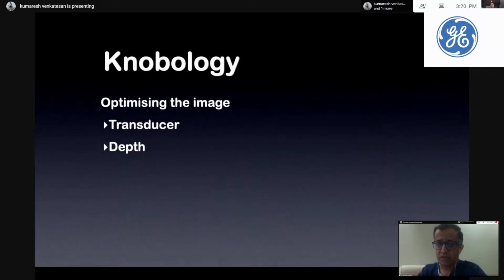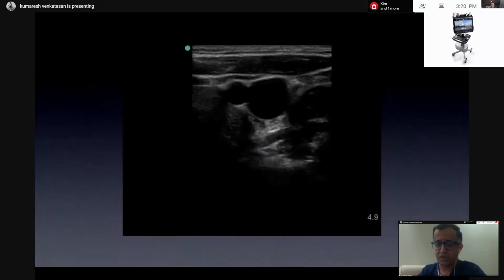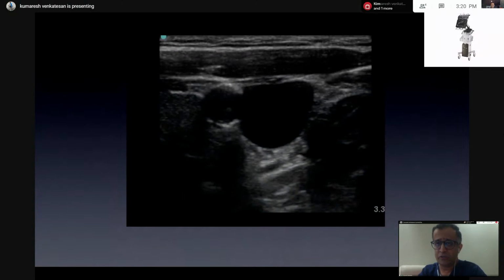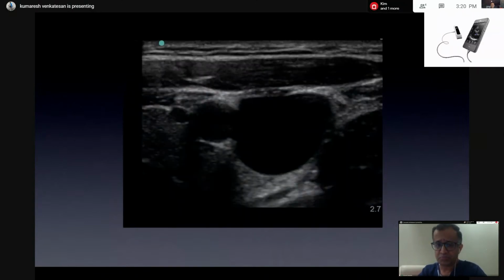Most of the machines, when you turn them on, have a default depth setting. Again, when you obtain the image, my advice is to optimize the depth so that you only see the vessel which is of interest to you. So adjust the depth setting so that you can magnify the view, and it also makes the visualization of the needle and the guide wire better. Okay, so optimize the depth settings before you start the procedure.